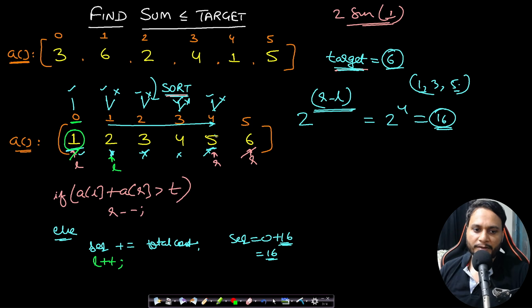And now again you check 5 plus 2, is it less than or equal to 6? No. So move this right pointer to the left hand side. Now you check 2 plus 4, is it less than or equal to 6? Yes. So in this case the L value is 1, the R value is 3.